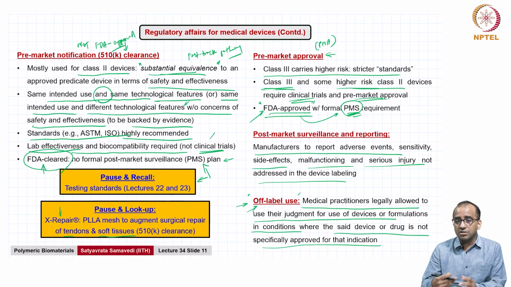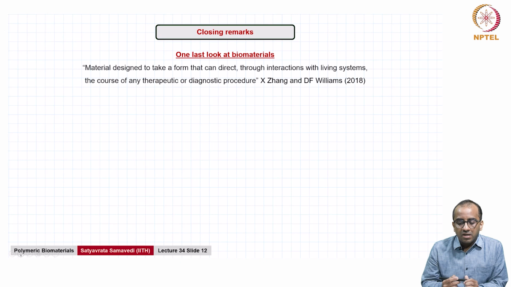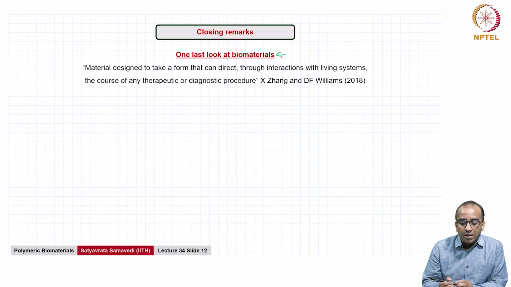So, the clinicians use their judgment and vast clinical experience for prescribing off-label use. Now, that brings us to the end of this lecture and the course as well, and I will offer some concluding remarks. We will first take one last look at biomaterials.